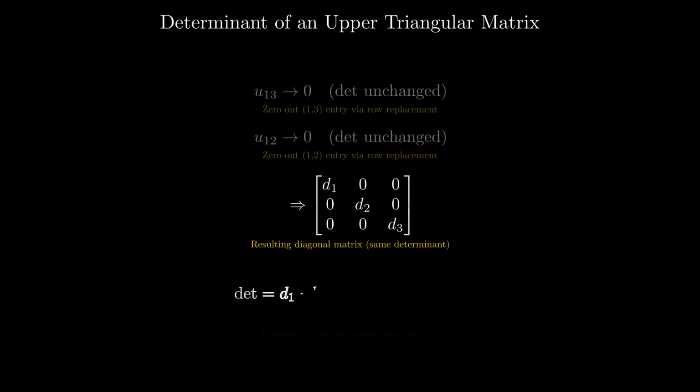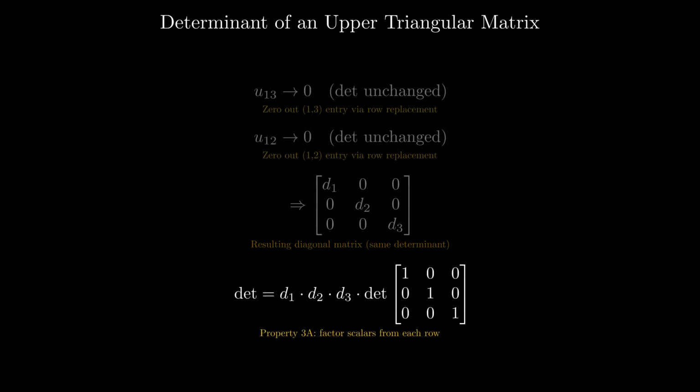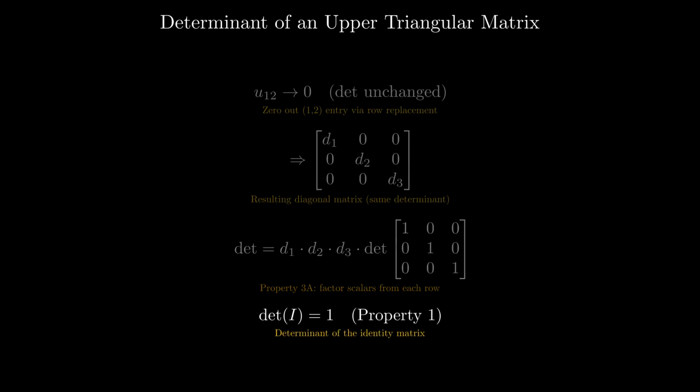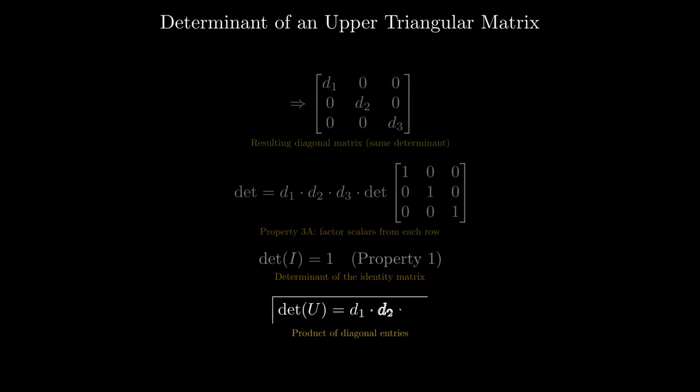Step 2, factor D1 out of row 1, D2 out of row 2, and D3 out of row 3. Property 3 says each scalar factor pulls out as a multiplier of the determinant. What remains after factoring is the identity matrix, and property 1 tells us the determinant of the identity matrix is 1. So putting it all together, the determinant equals D1 times D2 times D3, the product of the diagonal entries. Let's see a concrete example.